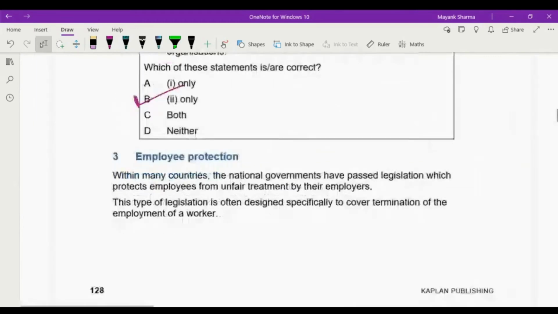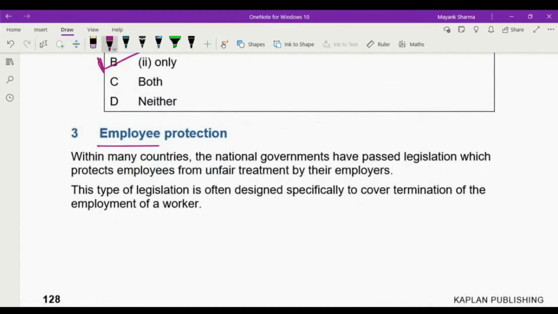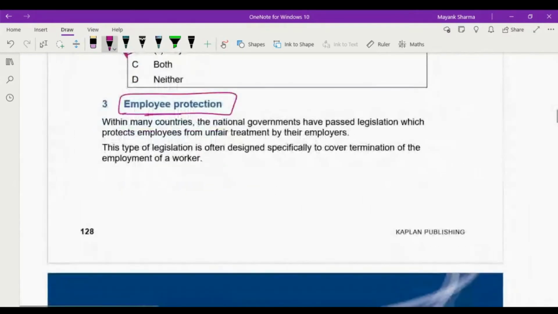Let's talk about the first thing, that is employee protection. So we'll talk in general about what kind of laws are in place in almost all the countries which promote business, which provide a safe environment for businesses to flourish. So within many countries, the national governments have passed legislations which protect employees from unfair treatment by the employers. So what we need to deal with here is unfair treatment.